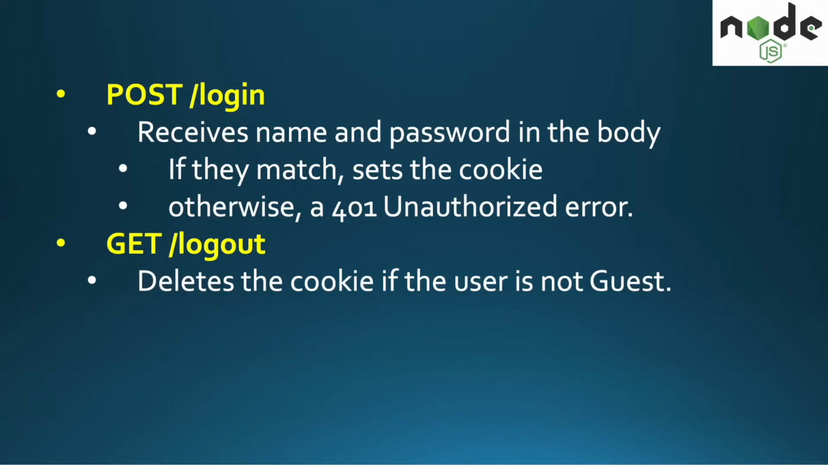Next, what do we want to do? We have a post/login. So this receives the name and password in the body. And if they match, we had the array of users, so we will match the name and password. If they match, it sets the cookie. Now the cookie will have the name that was given here. Otherwise, a 401 unauthorized error because there was an error in login. Similarly, we want to define a get/logout which deletes the cookie if the user is not guest. So for a logged in user, it will delete the cookie. If the user is a guest, it will not delete it. So let's implement these two.